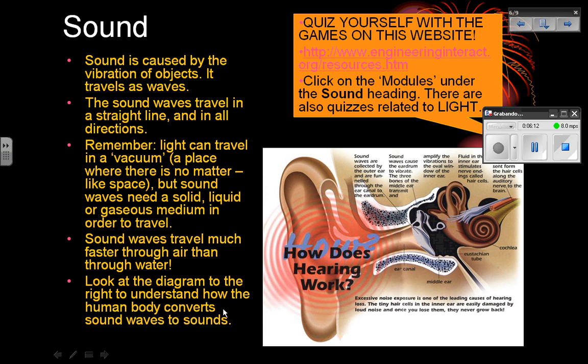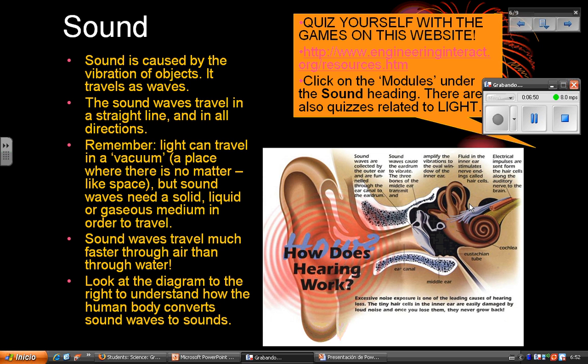Look at the diagram to the right to understand how the human body converts sound waves to sounds. In the diagram, you can see sound waves represented by these red rings or circles. It says sound waves are collected by the outer ear and are funneled through the ear canal to the eardrum. Sound waves cause the eardrum to vibrate. The three bones of the middle ear, called the ossicles, transmit and amplify vibrations to the oval window of the inner ear.